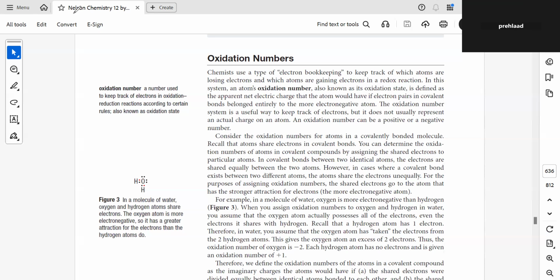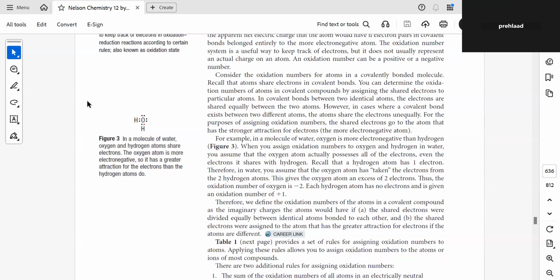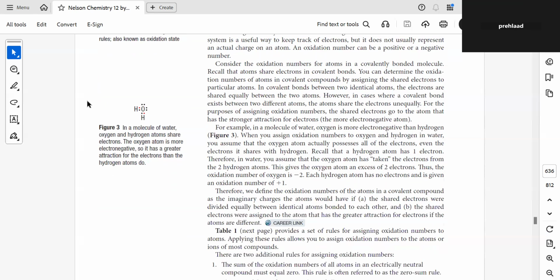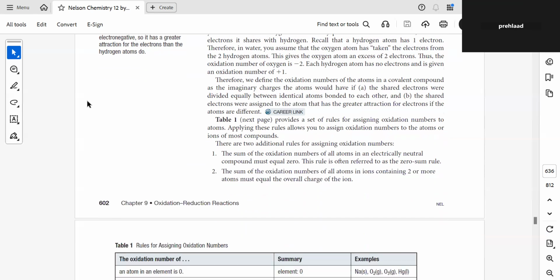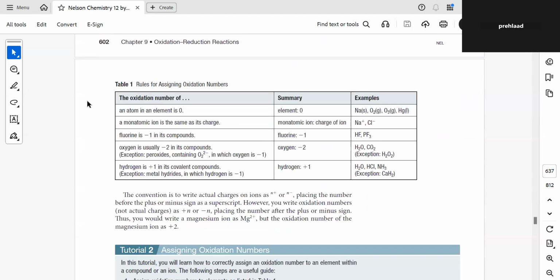That could be a deciding factor. If they're with a metal, they'll probably lose electrons. If they're with a non-metal, they'll gain electrons. Metals are more likely to give electrons.